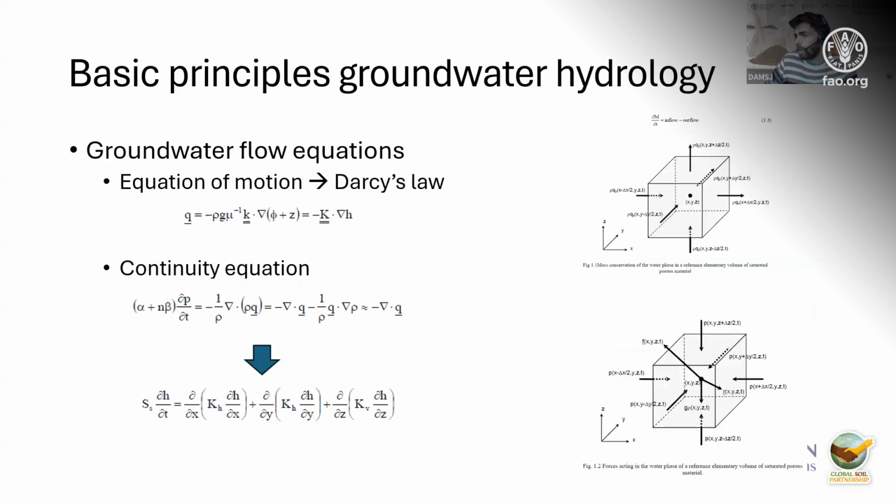Based on Darcy's law, the equation of motion, and also the continuity equation, you can derive for the groundwater flow system an equation that is then used in mathematical models to solve groundwater flow directions and amplitudes.